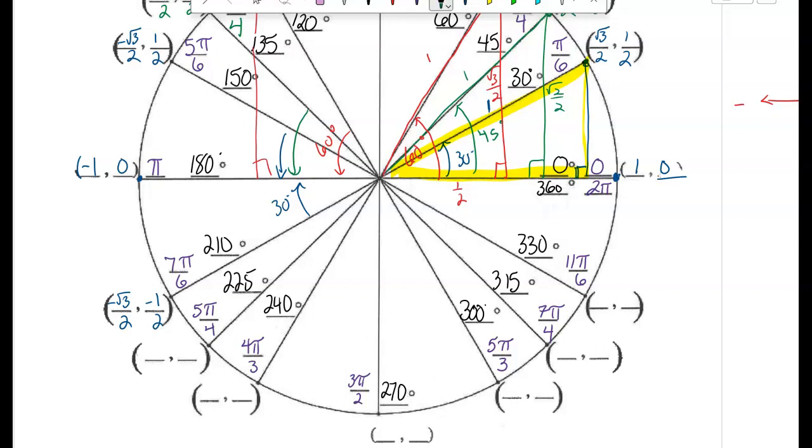Guys, 225 degrees or 5 pi over 4, just over 180, right? What's your reference angle? 45. So what are going to be my two values that I use for this? Yeah, I'm going to do a negative root 2 over 2 and a negative what? Root 2 over 2. All right, perfect. Let's keep on going.